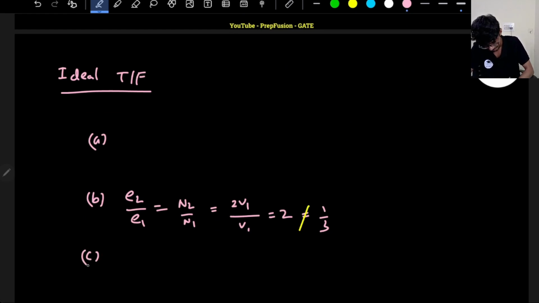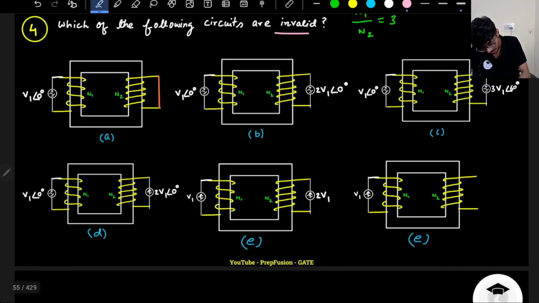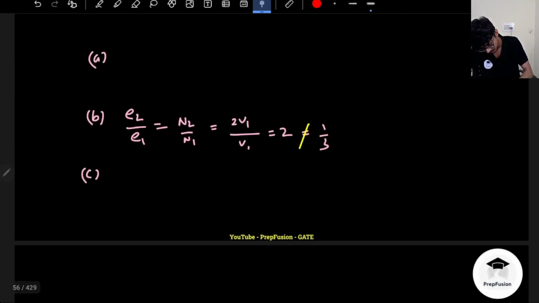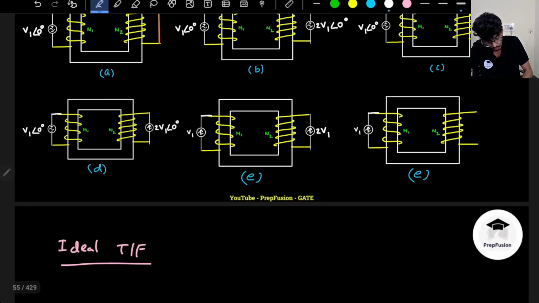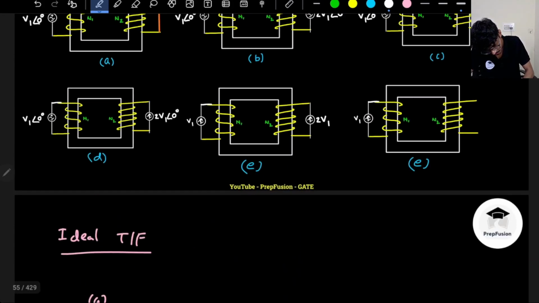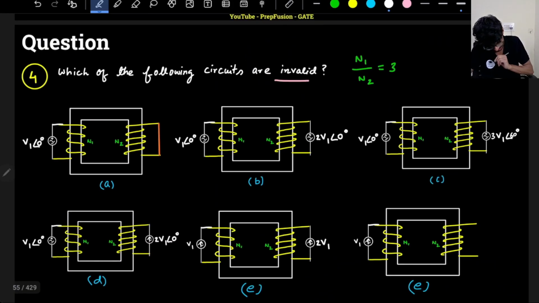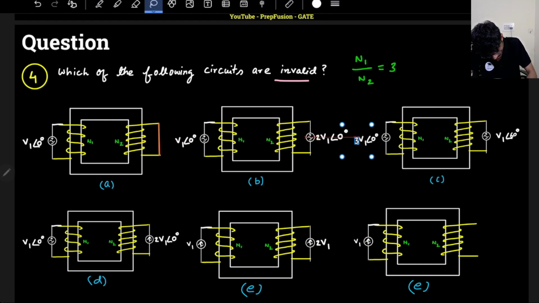What about C? Let's check for C. In C, I am observing that E2 by E1 comes out to be N2 by N1. Actually, I made a mistake here. My bad. This should have been 3 here, and this should have been 1 only. Sorry for that.